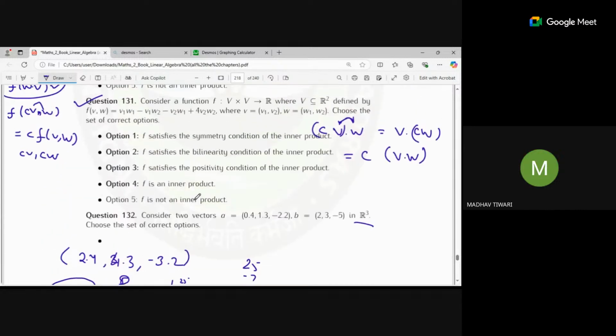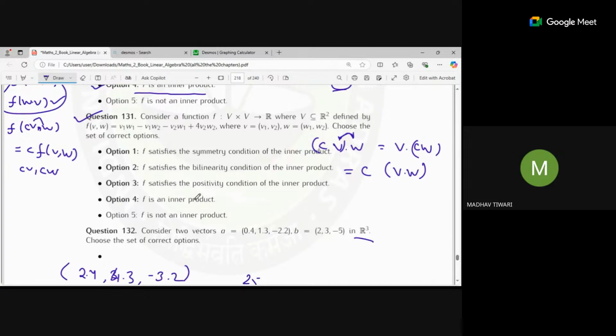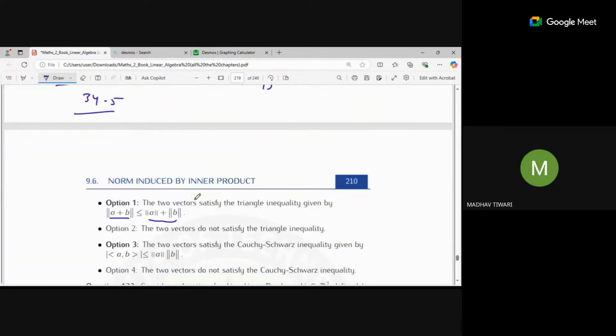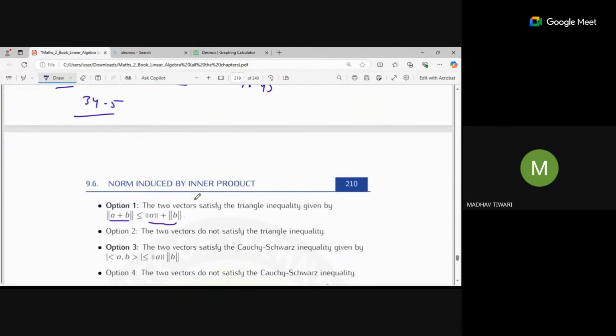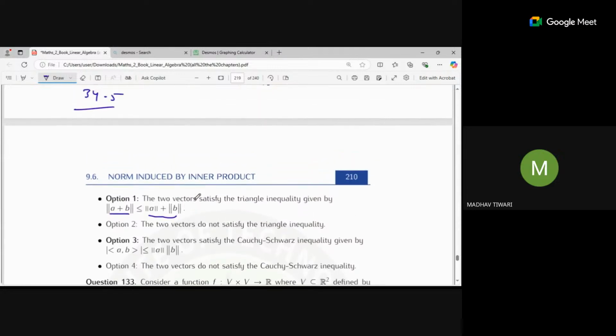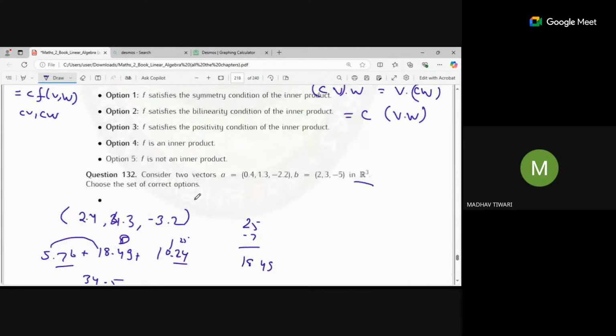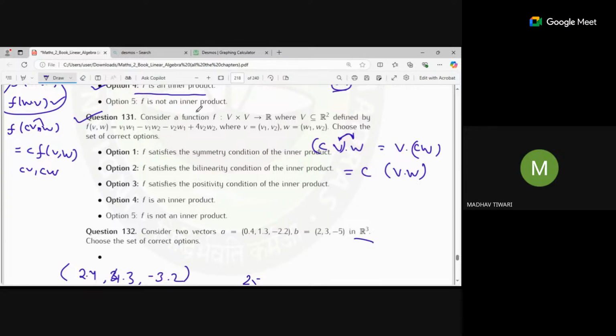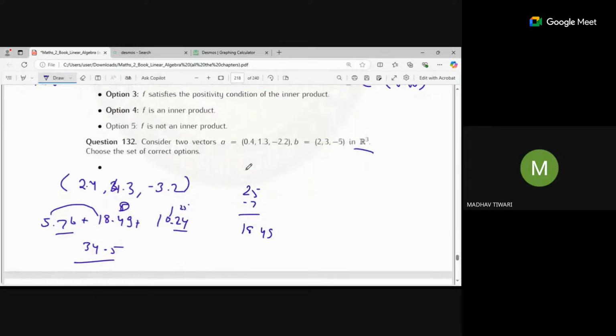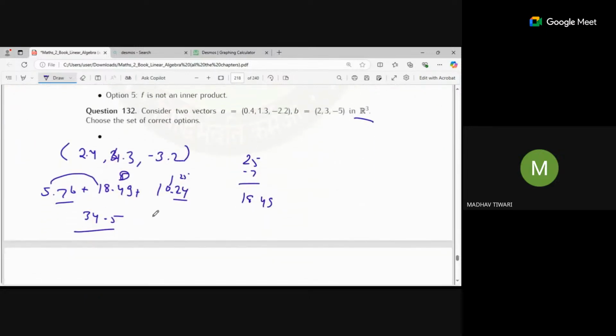But I think I should use, okay, I am using the dot product here. Maybe it could ask you for the norm using any inner product space, any inner product space it can use. I am using the dot product here. It is not given, so I use this. So 34.5 I got.